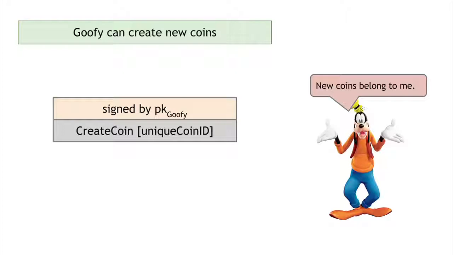Here you have the create coin operation, and there's a unique coin ID that Goofy generated, and then there's a digital signature that was put on it by Goofy, which anyone can verify. So anyone being given this can verify that the signature is valid and that it's a signature of this statement. And new coins belong to Goofy by definition because those are the rules that Goofy made. So that's the first rule. Goofy can create new coins.